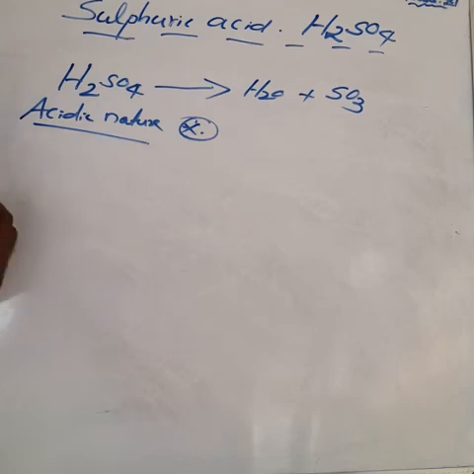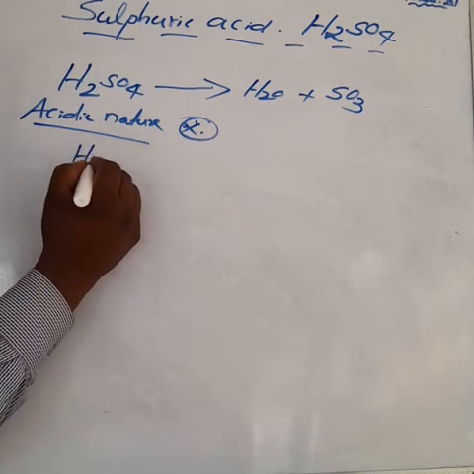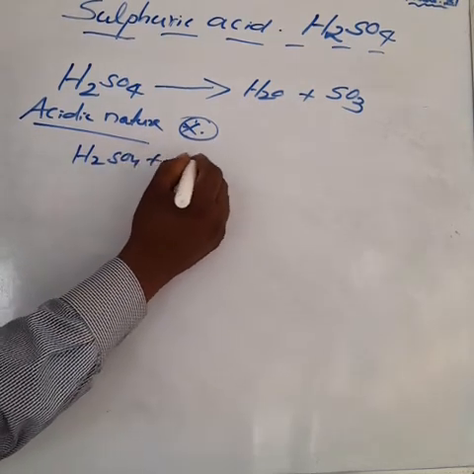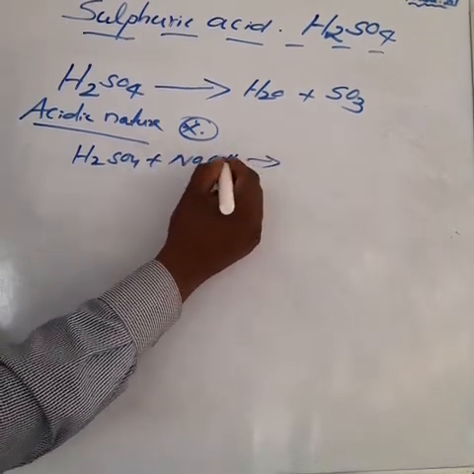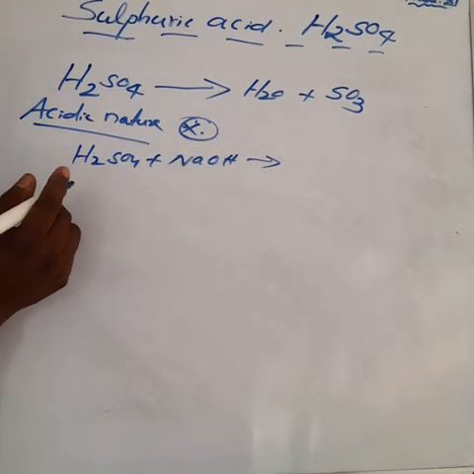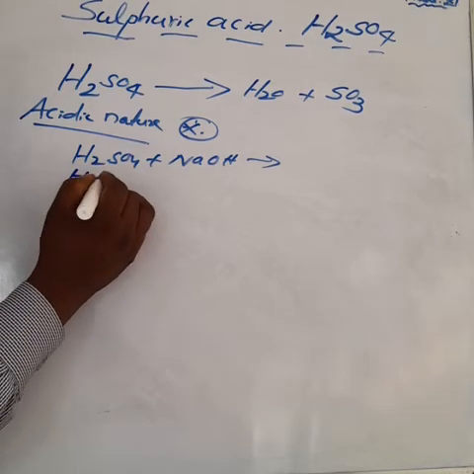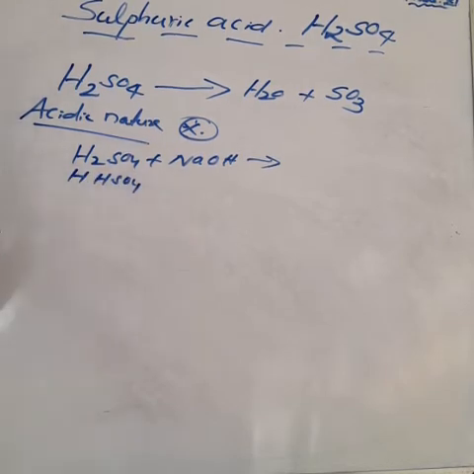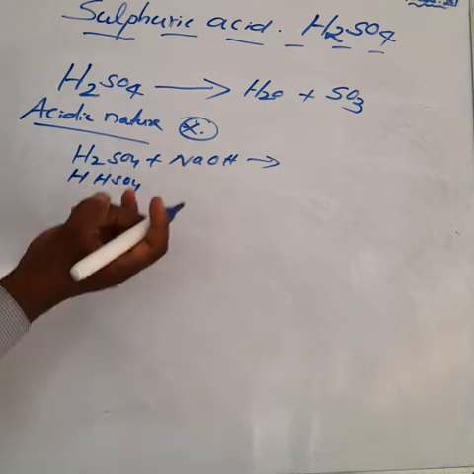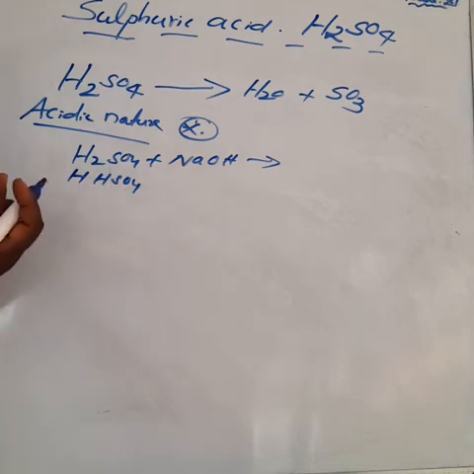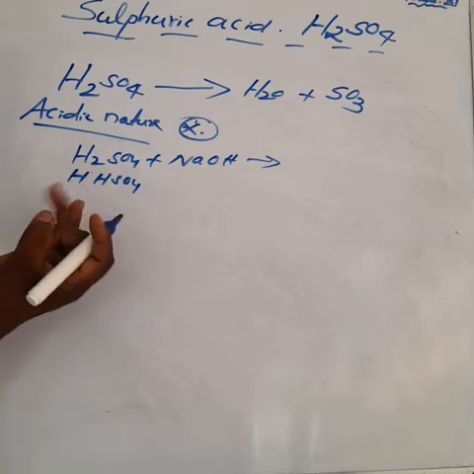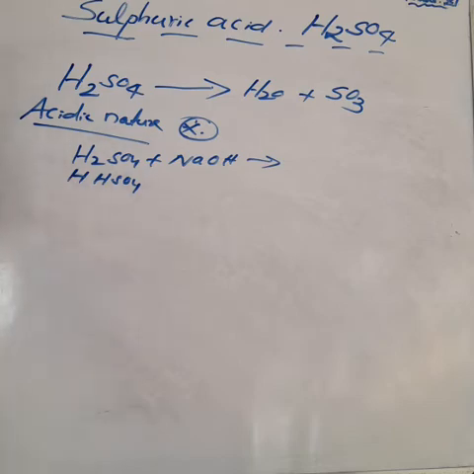What happens when sulfuric acid reacts with sodium hydroxide? Due to the reaction, it forms two types of salt. One is sodium sulfate, another is sodium bisulfate. These are the two salts we get. Okay. And also we get one salt called ammonium sulfate. Let us write the equation.